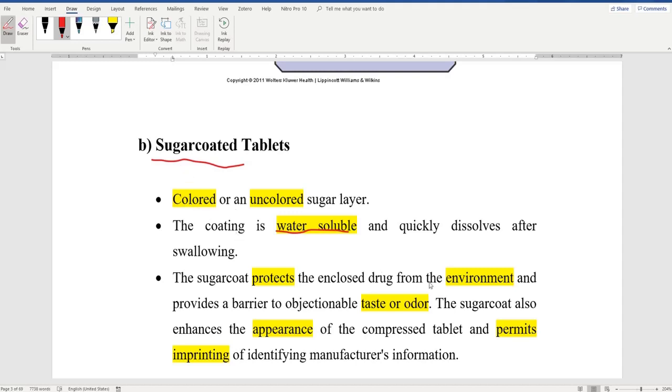First, the sugar coating can protect the drug from the environment. Although I have to say that the environment itself can affect the sugar coat, and the sugar coat, as I said, is water soluble. So if the environment contains high humidity, it will start to dissolve the sugar coat.